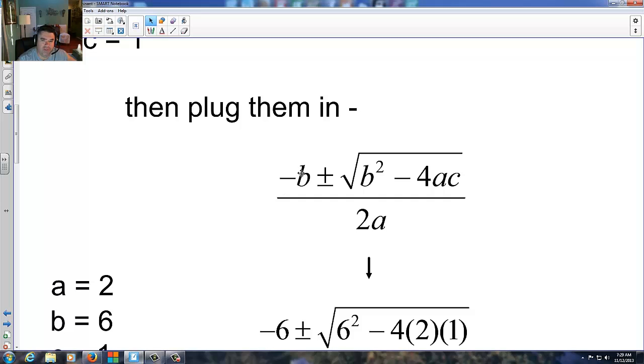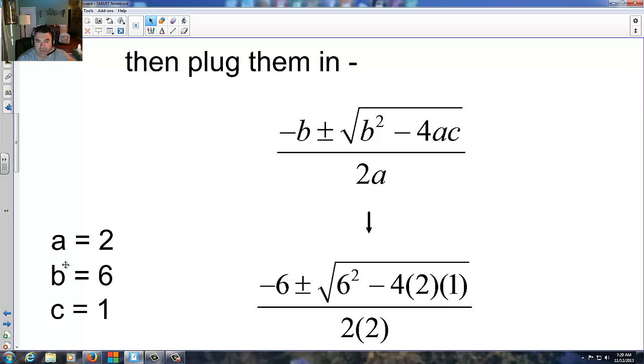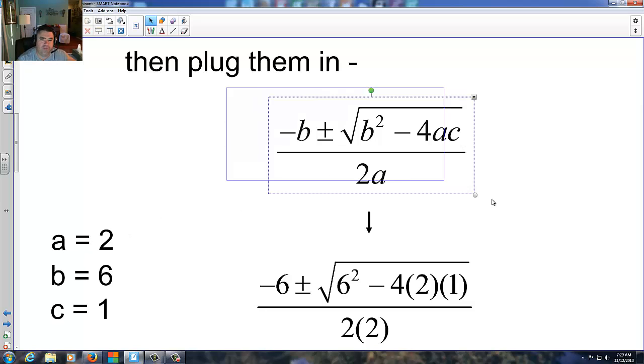So whenever you see a b, we plug in a 6 because now b is 6. Whenever we see an a, we plug in a 2. Whenever we see a c, plug in a 1. So notice what I've done here. I went ahead and taken the quadratic formula and merely plugged in all the numbers.